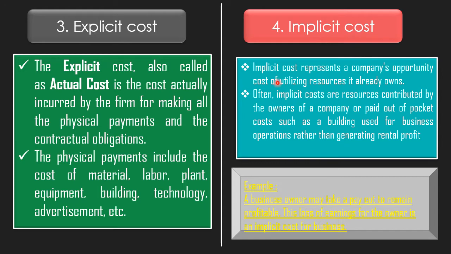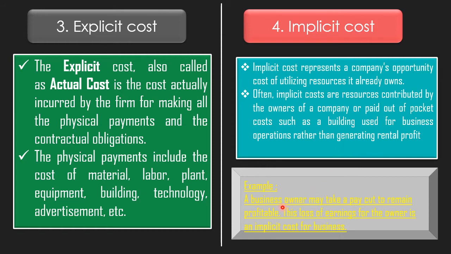Just see what is written here. Implicit cost represents a company's opportunity cost of utilizing resources it already owns. The company already owns these resources. So implicit costs are resources contributed by the owner of the company or paid out of pocket, such as a building used for business operation rather than generating rental profit.